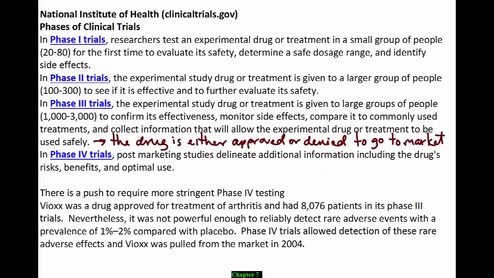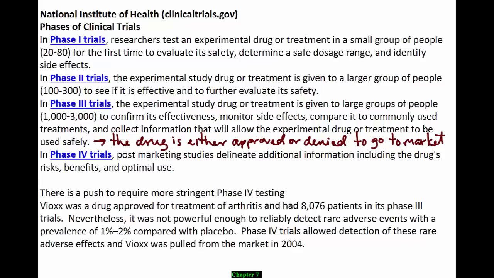One would hope that after a drug has gone through all 3 preliminary phases of a clinical trial, before they get approved to go to market, that it's safe to be marketed. However, in Phase 4 trials, quite often we are finding that drugs have serious side effects that were not discovered during the first 3 clinical trials. There's a push to require more stringent Phase 4 testing.